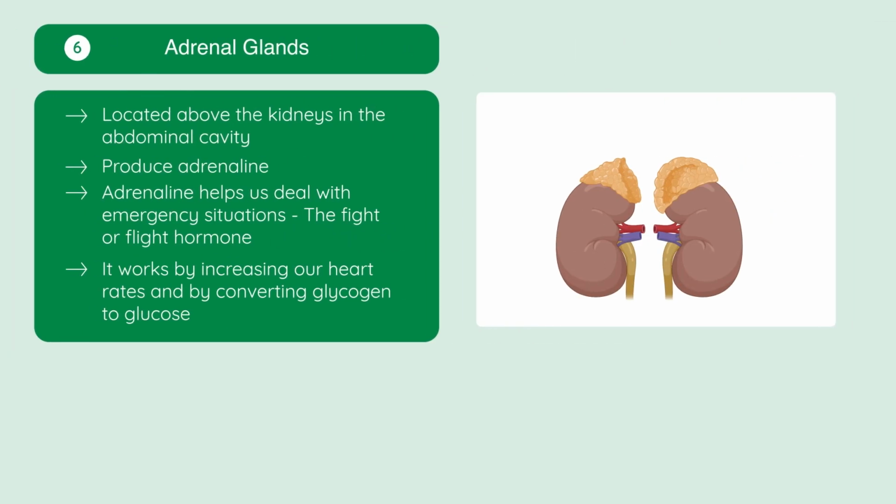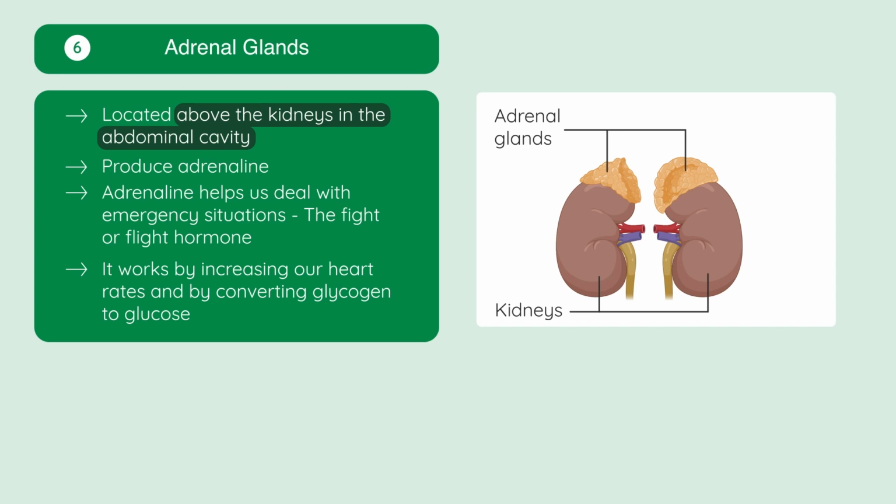The adrenal glands are located above the kidneys in the abdominal cavity of the body. The adrenal glands produce adrenaline. The function of adrenaline is to help us deal with emergency situations. It is therefore known as the fight or flight hormone, and it works by increasing our heart rates and by converting glycogen to glucose, which allows us to run faster, but only for a short period of time.